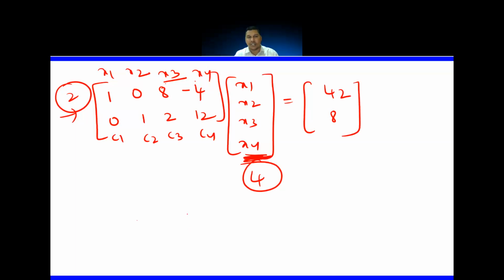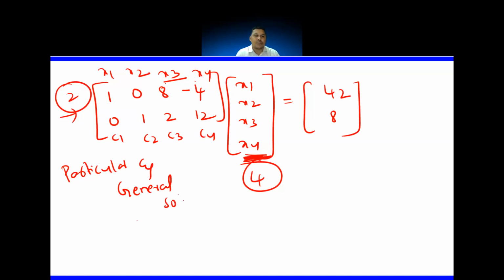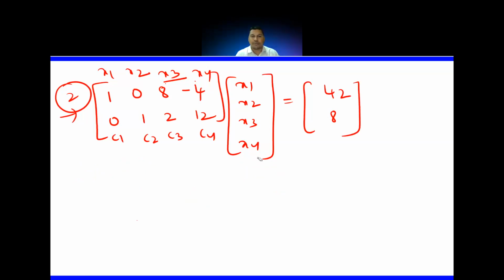In such a case, you can give the solution in the form of a particular and general solution. You can express the solution this way. Let us see how we find the general solution first. The particular solution is very simple. You convert the given matrix into reduced row echelon form, which is already converted.